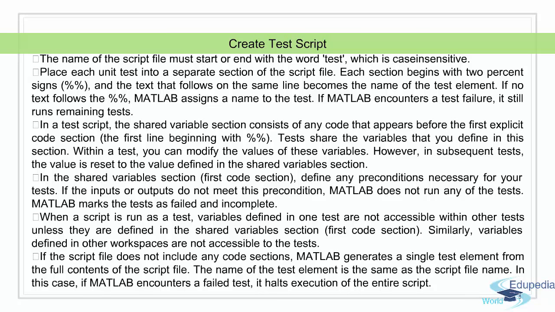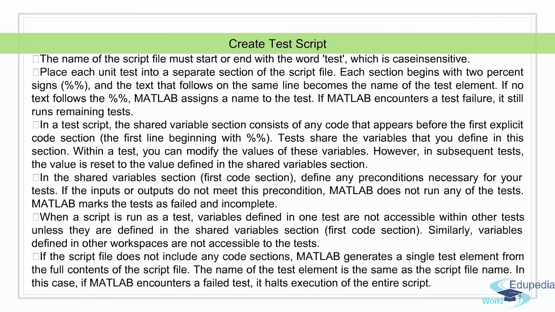In a test script, the shared variable section consists of any code that appears before the first explicit code section, that is the first line beginning with %%. The tests share the variables that I will define in this section. Within a test, I can modify the values of these variables. However, in subsequent tests, the value is reset to the value defined in the shared variables section.